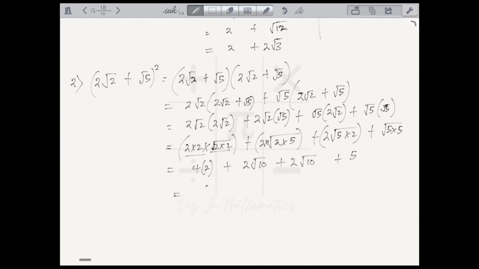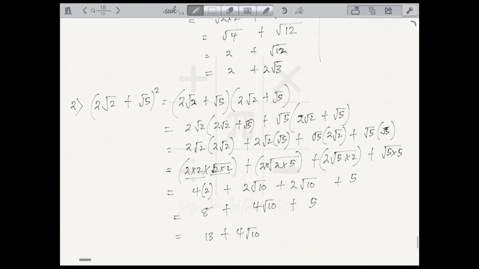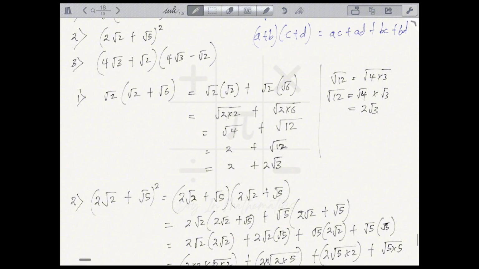So solving that, we have 8. 2 root 10 plus 2 root 10 will give us 4 root 10 plus 5. So our 8 plus 5 is 13. Therefore, this will give us 13 plus 4 root 10. So I'm sure you got the answer. Let's move on to the last question.